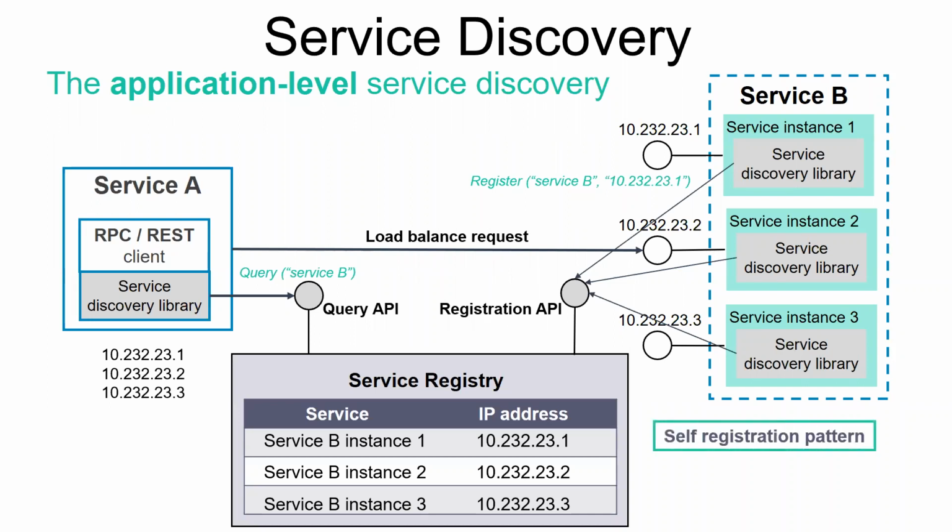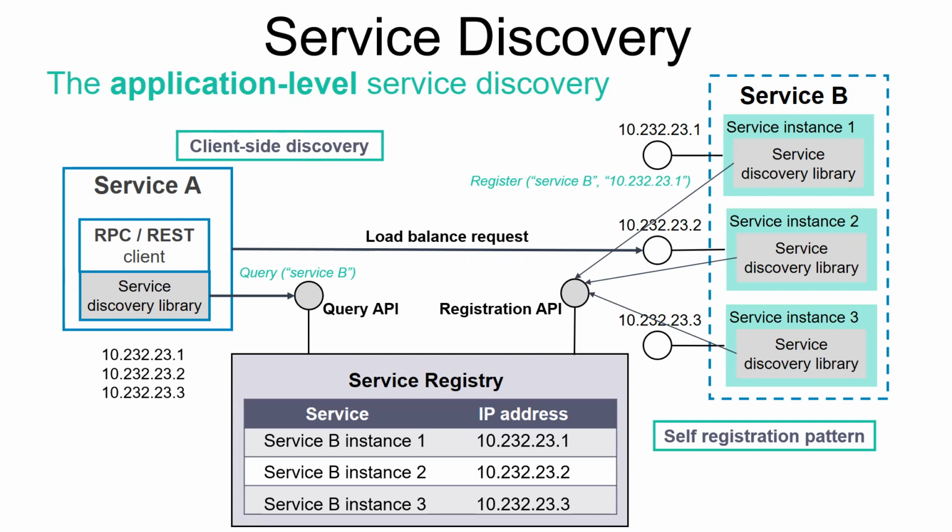The first pattern is the self-registration pattern. A service instance invokes the service registry's registration API to register its network location. It may also supply a health check URL. The health check URL is an API endpoint that the service registry invokes periodically to verify that the service instance is healthy and available to handle requests. A service registry may require a service instance to periodically invoke a heartbeat API in order to prevent its registration from expiring.